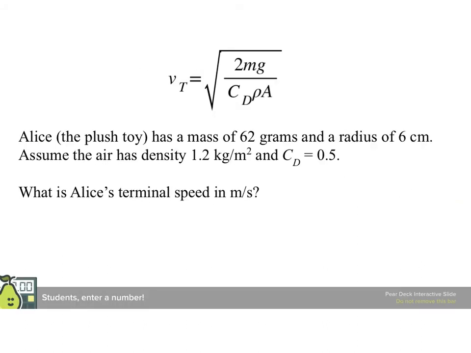All right. Alice, the plush toy, has a mass of 62 grams and a radius of 6 centimeters. Assume the air has a density of 1.2 kilograms per meter, it should be meter cubed, and a coefficient of drag of 1/2. Find her terminal speed. It's going to be plug and chug, and we're going to say the square root of 2 times her mass, which is 62 grams, which is 62 thousandths of a kilogram.